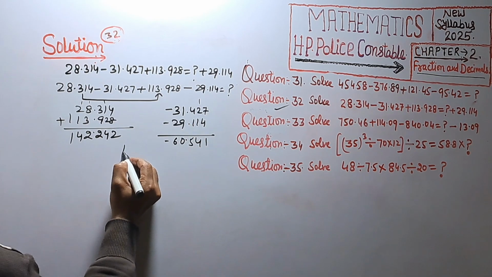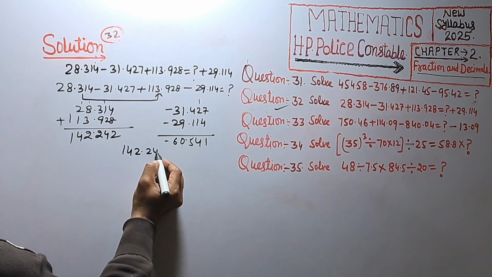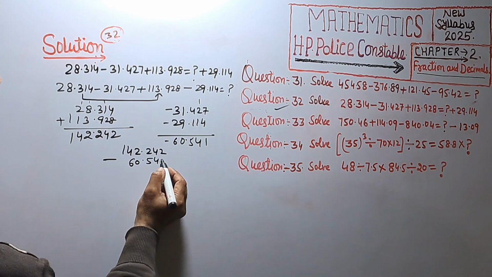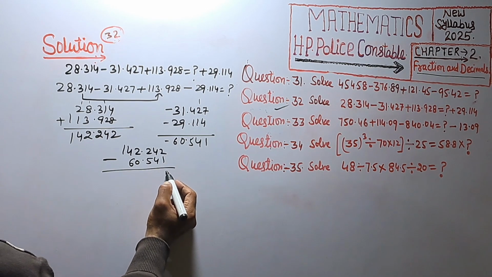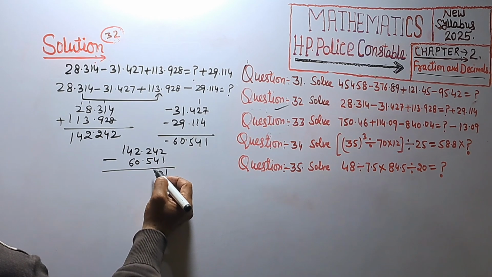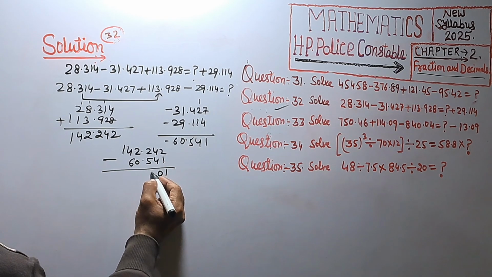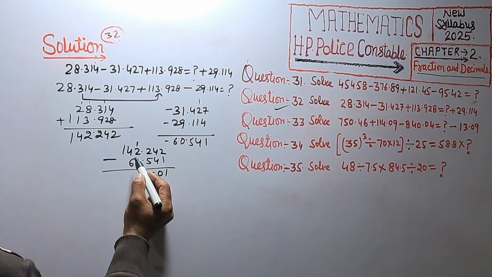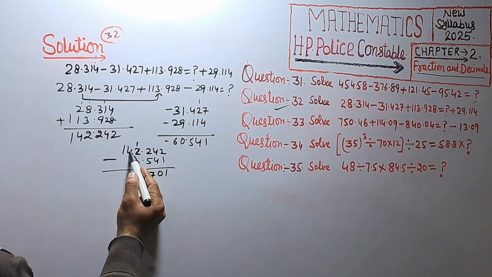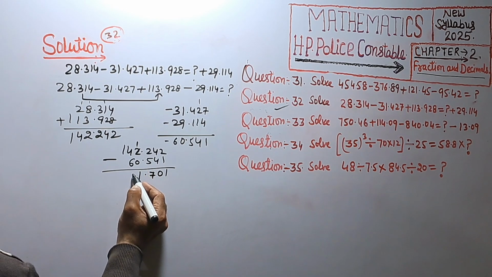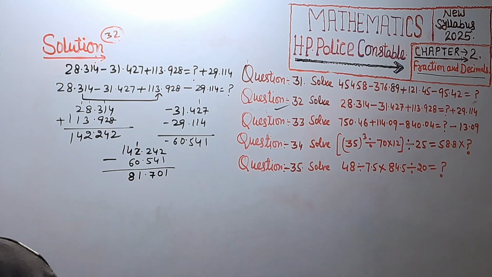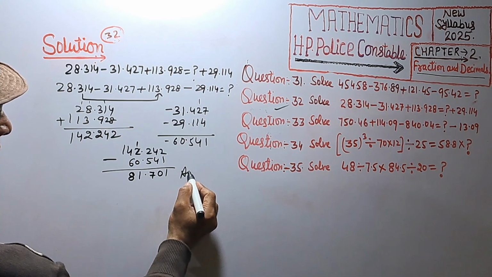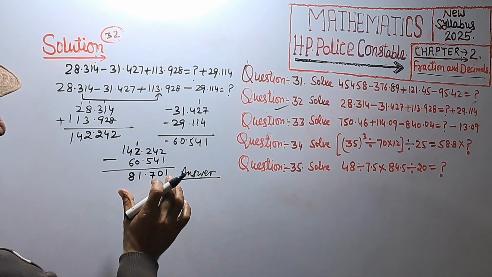negative number, and 142.242 minus negative number is 60.541. 2 minus 1 is 1, 4 minus 4 is 0, 12 minus 5 7, and that is 1. 14 minus 6 is equal to 8, and we get 81.701 answer.